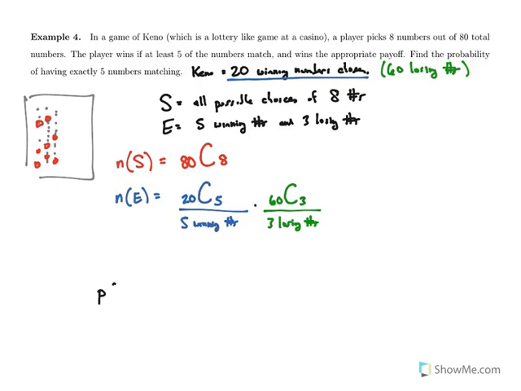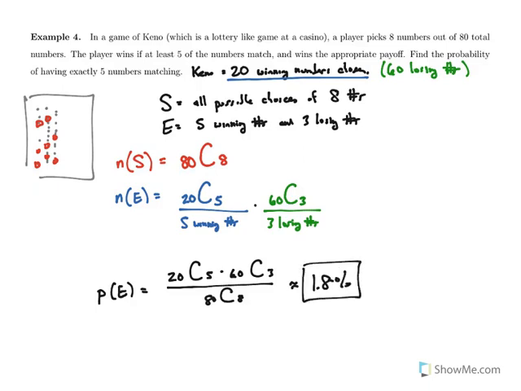So our probability here is going to be 20 choose 5 times 60 choose 3 over 80 choose 8, which comes out to be about 1.8%. So 1.8% of the time you'll have exactly 5 numbers matching. Now to win, you can get more than 5 numbers matching and you get a bigger payoff. This is exactly 5 numbers matching.